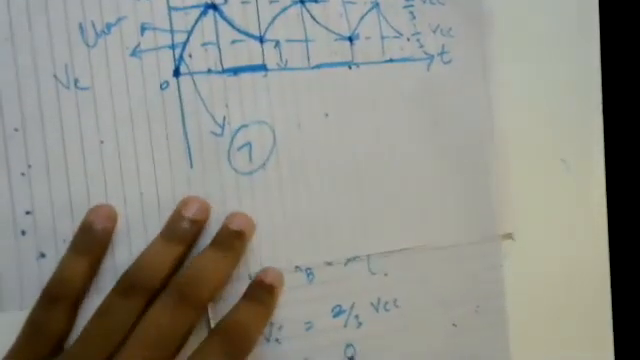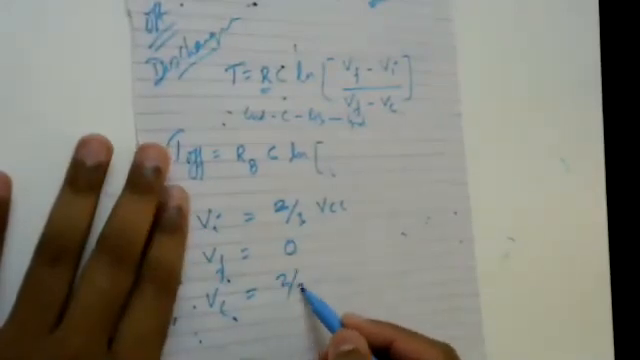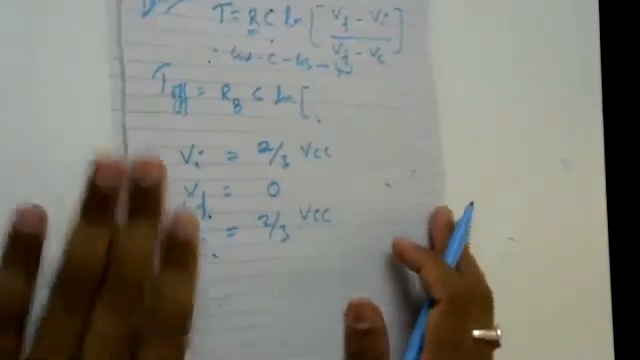Then what is the voltage across the capacitor? That will remain the same whether it is charging or discharging. That is, it is once again 2 by 3 times that of VCC, which was the same in the previous case. So if I put these values in this equation, what equation am I going to get?